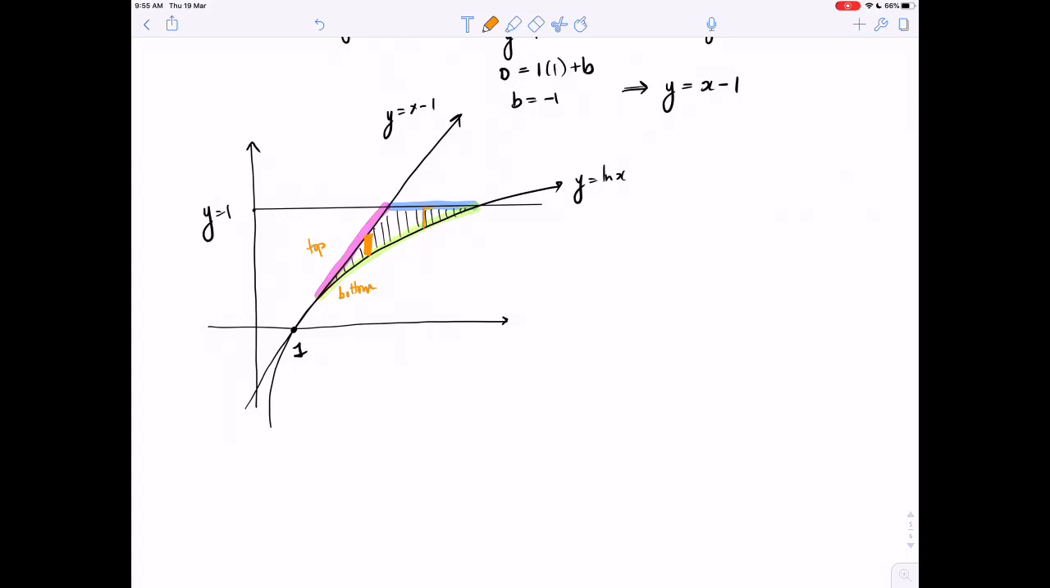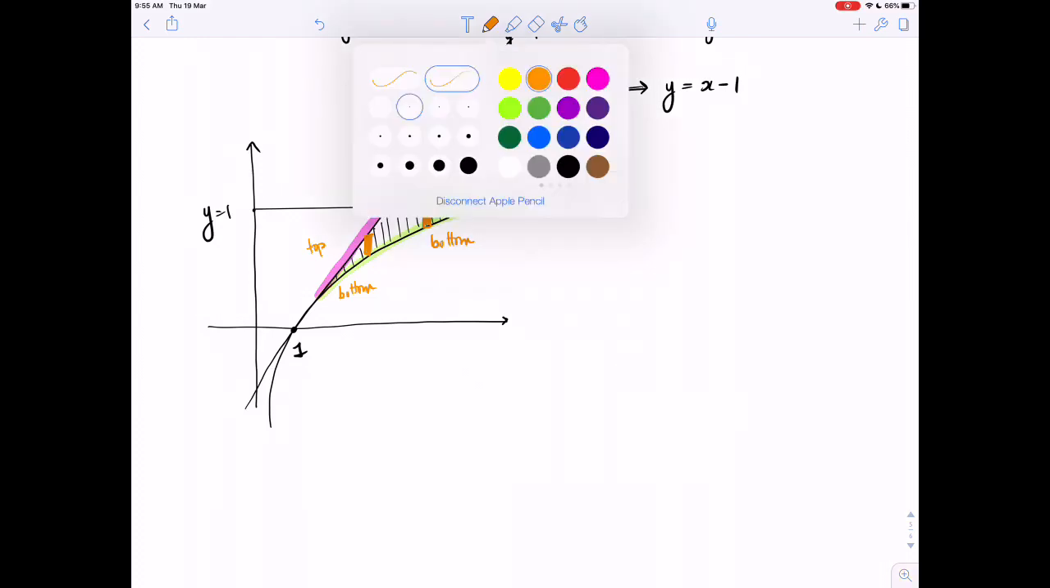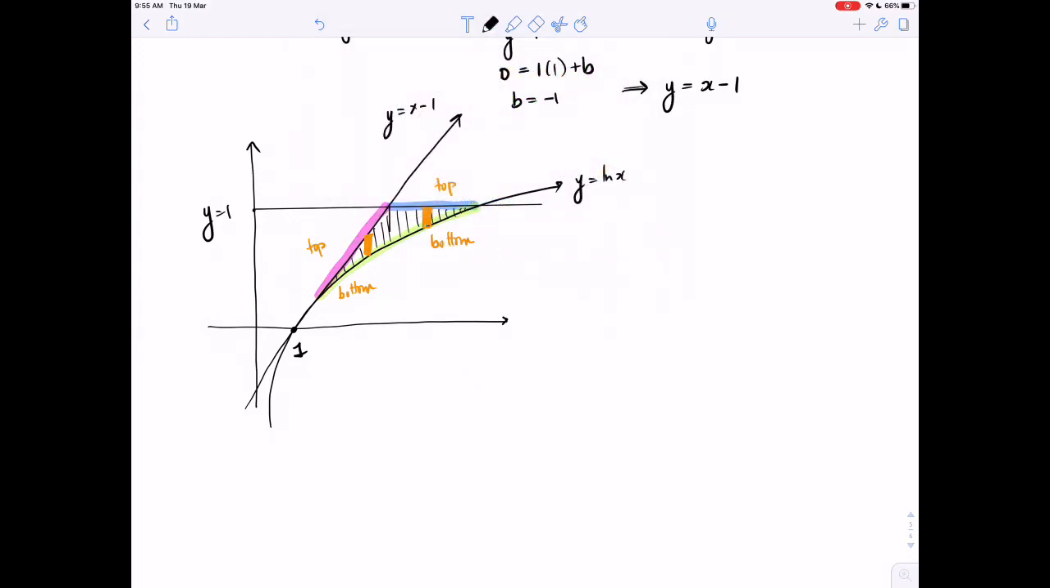But if we were to draw rectangles for Riemann sums over in the right-hand side, then the bottom curve is still the logarithm, but the top now is y is equal to 1. So at this point here, through the region, the boundaries change. So to evaluate the area, we're going to evaluate the area of region 1 and the area of region 2, but to do that we need to find these points of intersection.